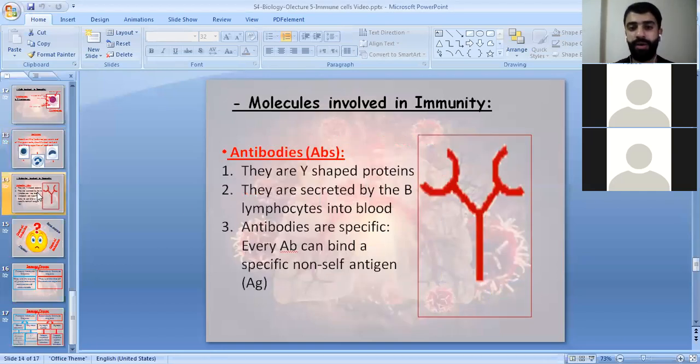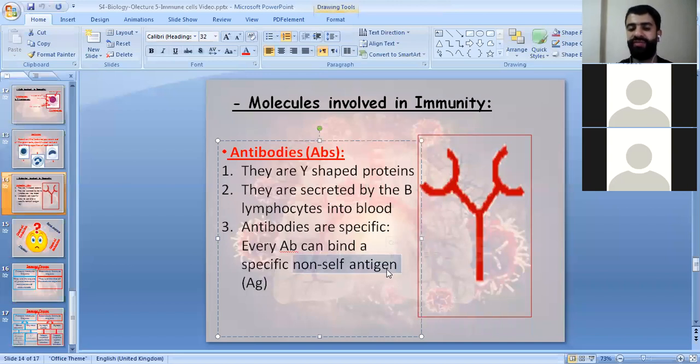So moving now to the molecules involved in immunity. As I said, antibodies look like a Y, so they are called Y-shaped proteins. Which cell secretes the antibodies? It's the B lymphocyte. They are specific. What is the meaning of specific? For example, this desk is specific for Ali. In fact, only Ali can sit on this desk. Antibodies are specific, meaning that every antibody can bind a specific antigen. But this antigen should be non-self, different from our body.